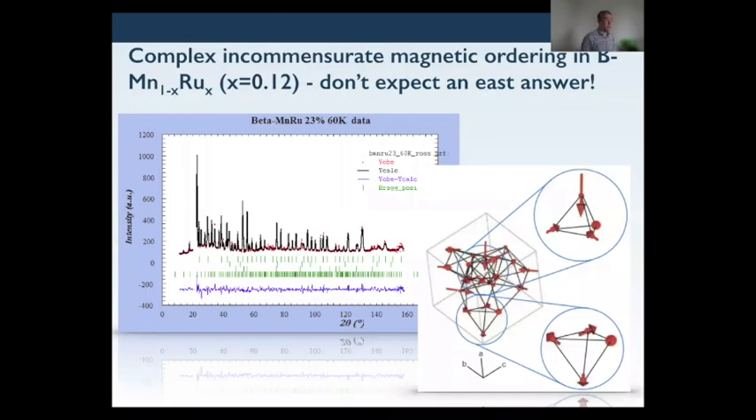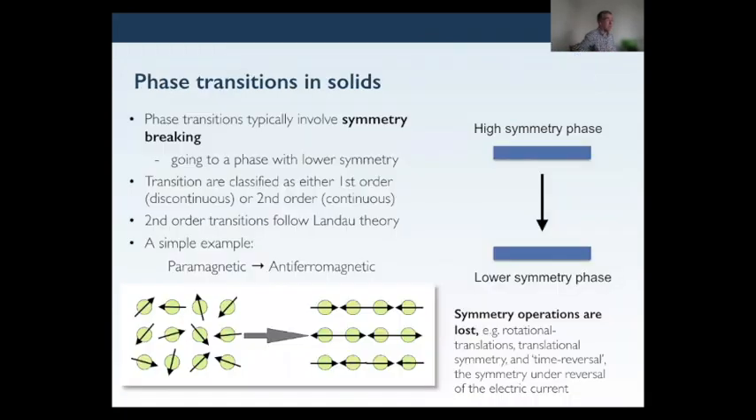An example of this would be trying to take a data set here, which was from beta manganese ruthenium, and trying to find a magnetic structure from within that. Some structures are very complicated, so they're not going to lead to simple magnetic structures. So what happens? We can't always simply expect an easy answer.